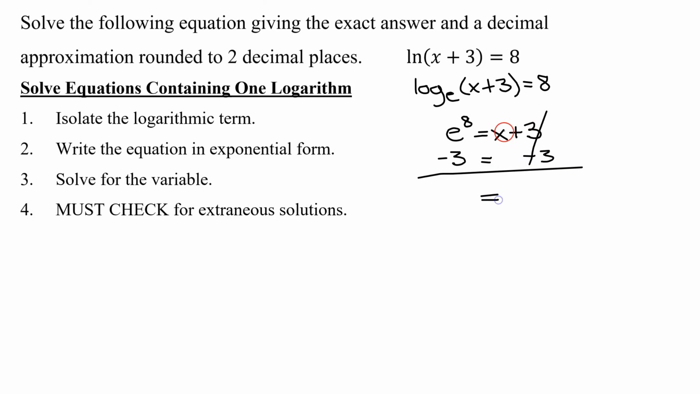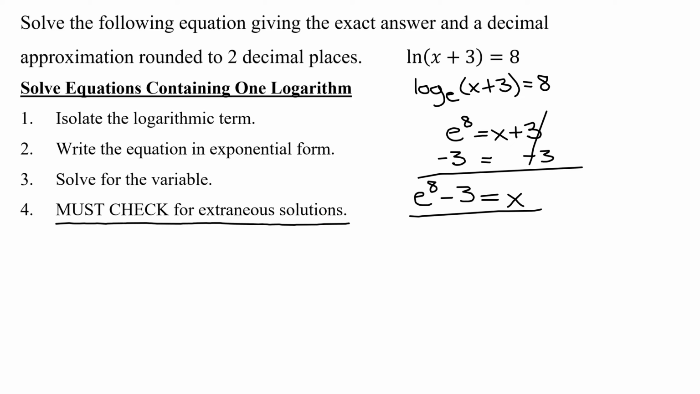So on the right-hand side, I'm just going to get x, and on the left-hand side, I can't combine these terms, so I'm just going to get e raised to the 8th power minus 3. So I think my solution is x equals e to the 8th minus 3. But don't forget, you must check for extraneous solutions.